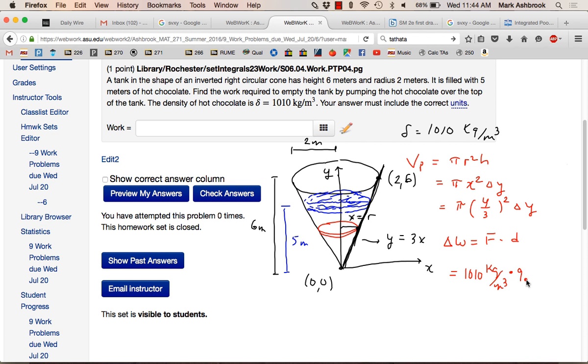Times g, right? This is kind of like mg, but it's a density: mass density times 9.8, times our volume. That will give us the weight, or the force. So what I've written so far with the volume: mass density times 9.8 gives weight density, times volume gives weight, and that's the force. What's the distance it has to go now?